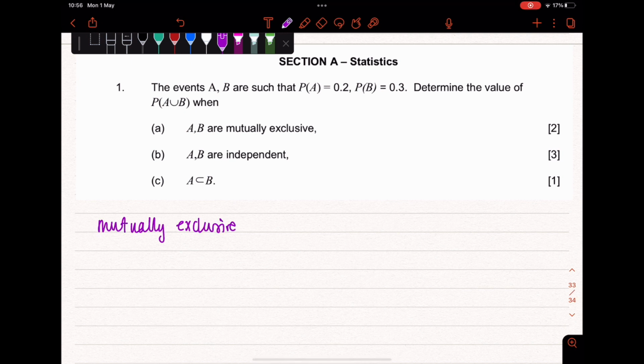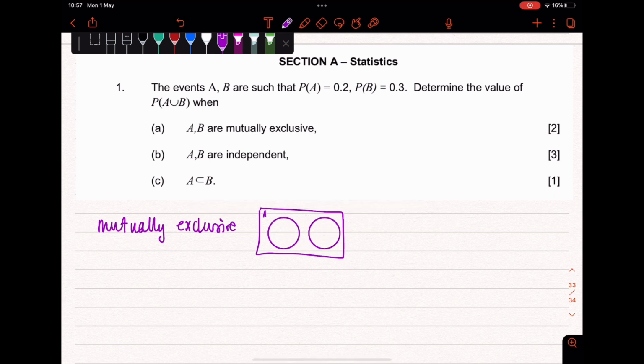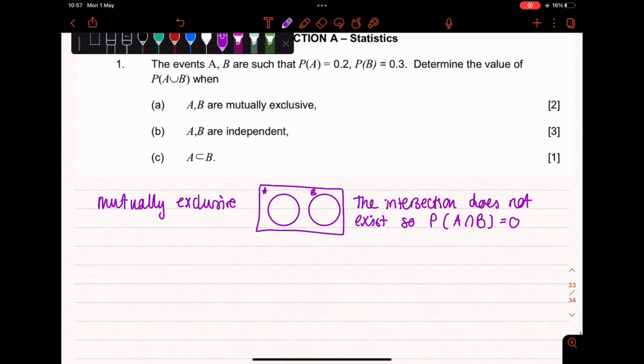Okay, so when we have two events that are mutually exclusive, this means that event A, for example, and event B do not overlap, meaning these two events do not happen at the same time. So mathematically, this means the intersection does not exist, meaning the probability of A intersection B is equal to 0.